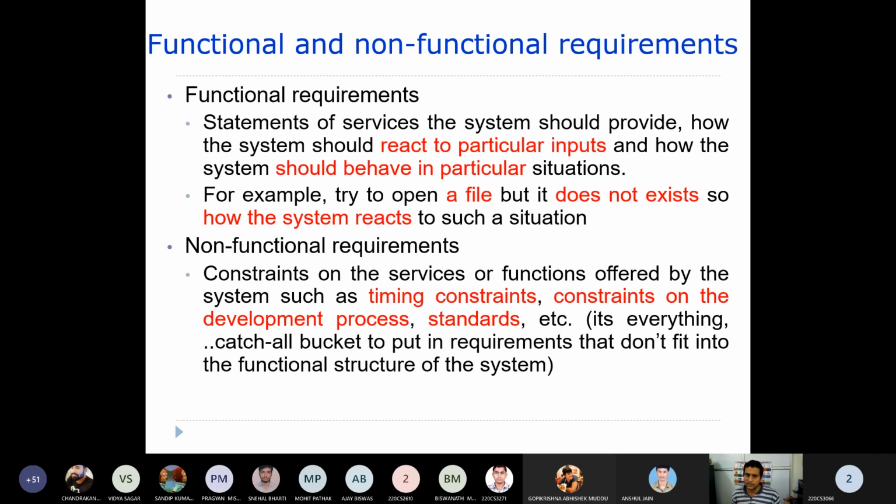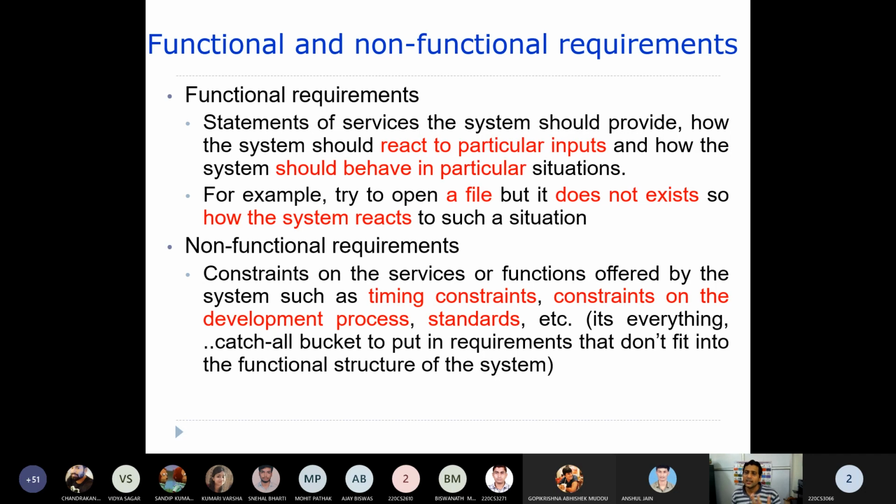Okay, so this means this is a functional requirement. This is one service provided by the system. Now along with these reactions, when the file is opened, you see how this particular service is going to behave. Let's say you are going to open a file, and this file doesn't exist. It is not there in the system. In that case, how is the system going to react? That should also be handled.